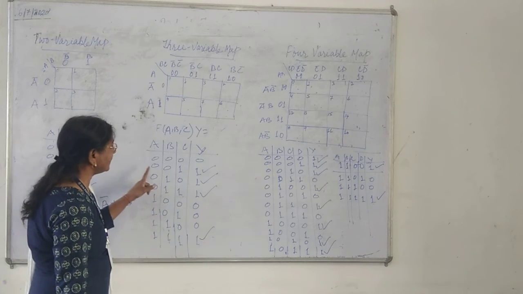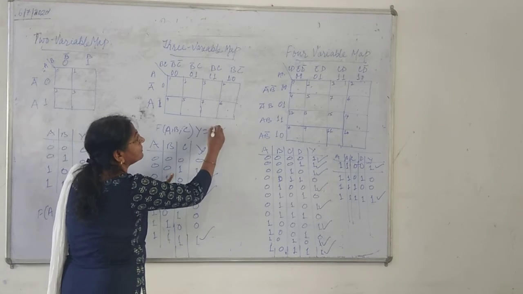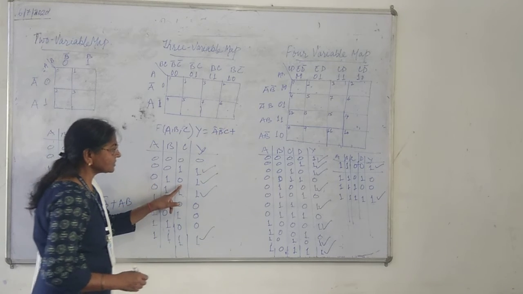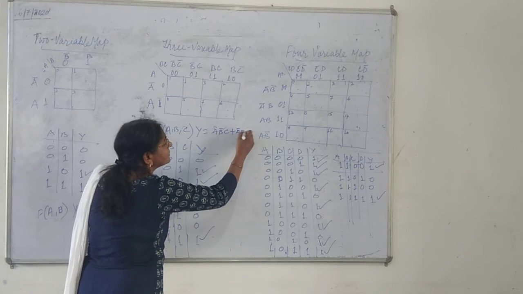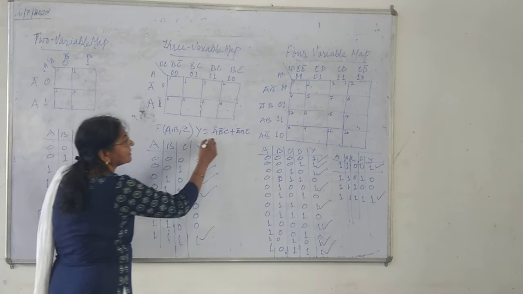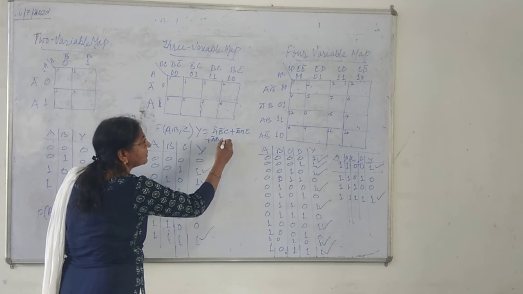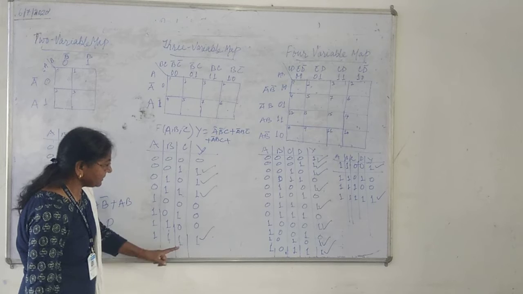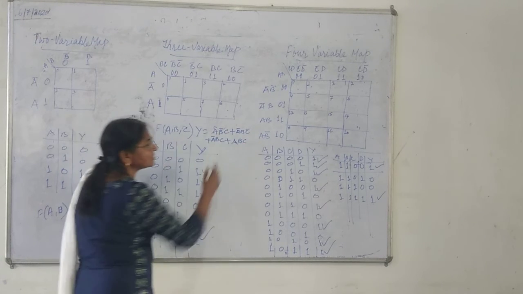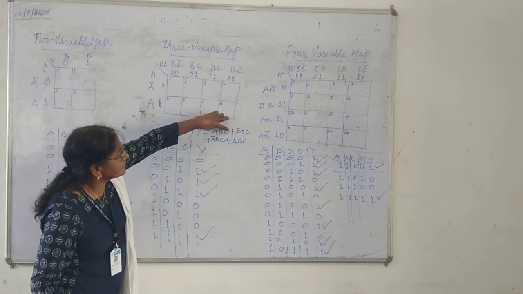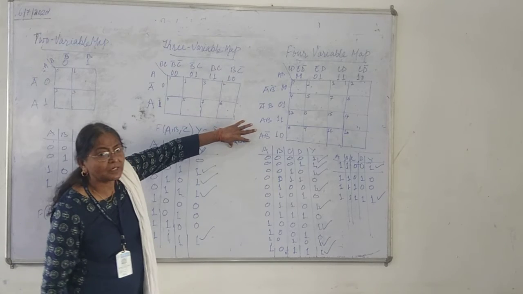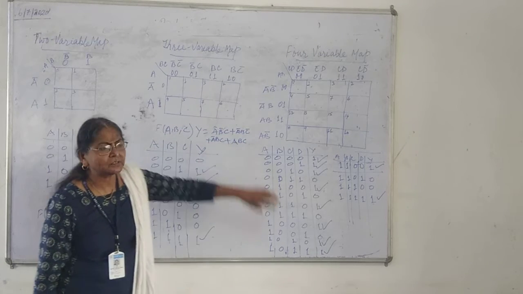Here I will write, for this one, A bar, B bar, C, or A bar, B, C bar. Then again, what will I write here? A bar, B, C, or the last one, A, B, C. And what is this equation? Each of these is one fundamental product, and this equation is called sum of product.